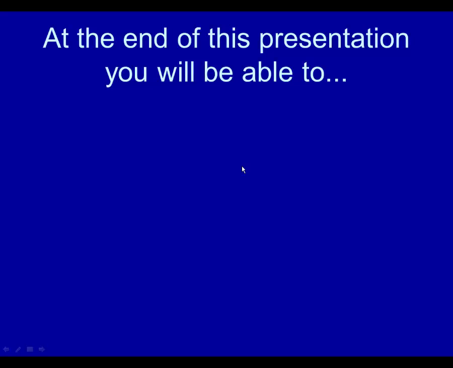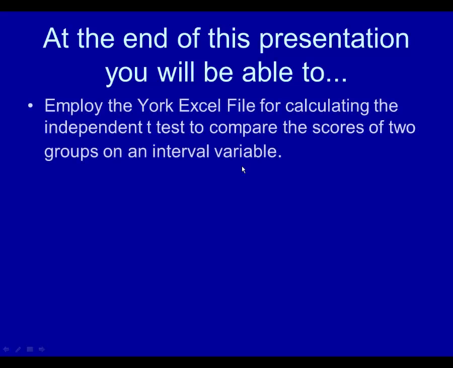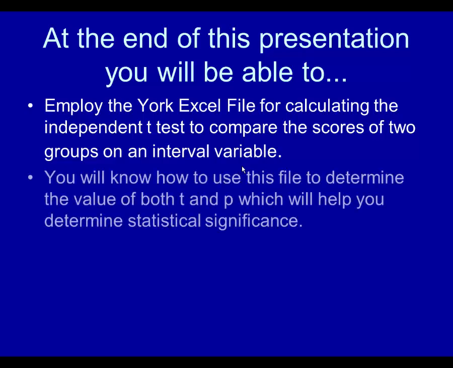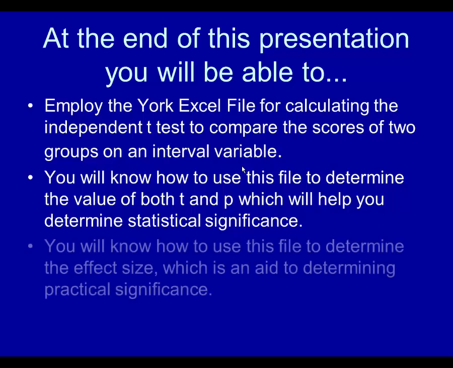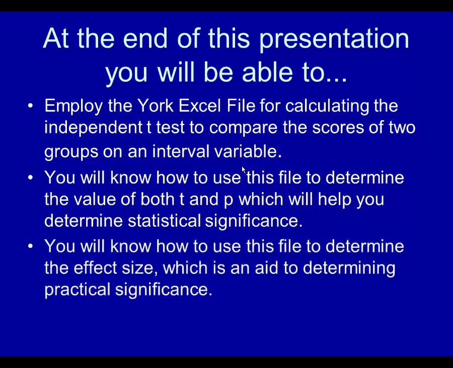At the end of this presentation, you will be able to employ the York Excel file for calculating the independent t-test for comparing the scores of two groups on an interval variable. That is to say, a variable measured at the interval level. You will know how to use this file to determine the value of both t and p, which will help you determine statistical significance. You will know how to use this file to determine the effect size, which is an aid in determining practical significance.